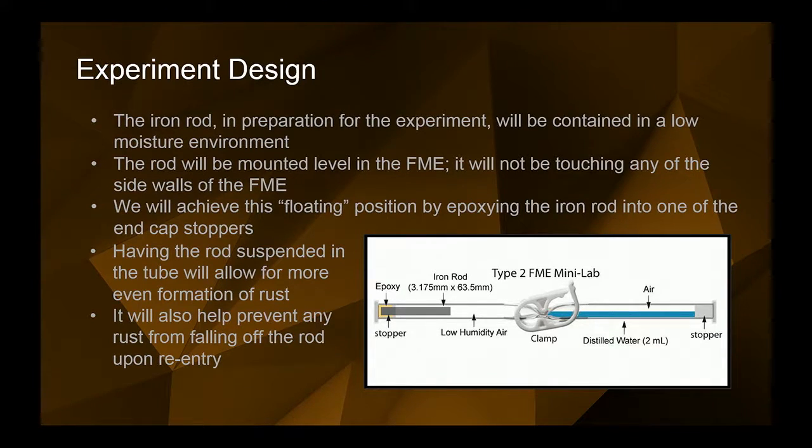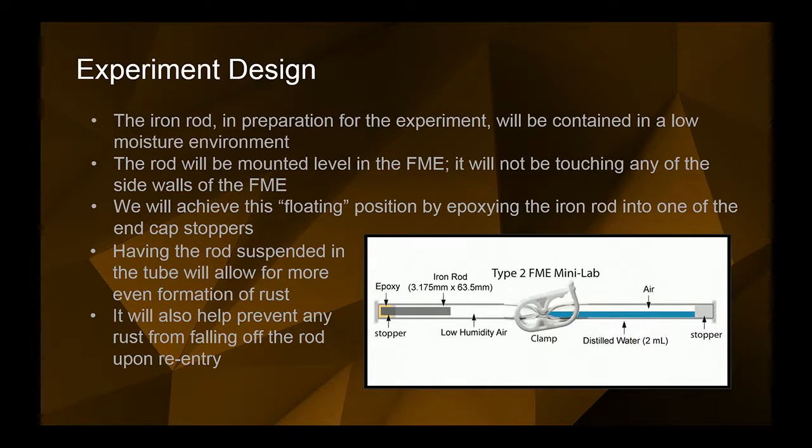For our experiment design, the iron rod, in preparation for the experiment, will be contained in a low moisture environment. This is to prevent iron oxide from forming prematurely on our iron sample. The rod will be mounted level inside the FME and will not be in contact with any of the side walls of the FME. We'll achieve this floating position by securing our iron rod using epoxy into the end cap stopper in volume 1.